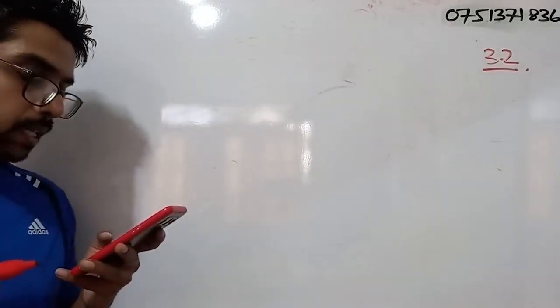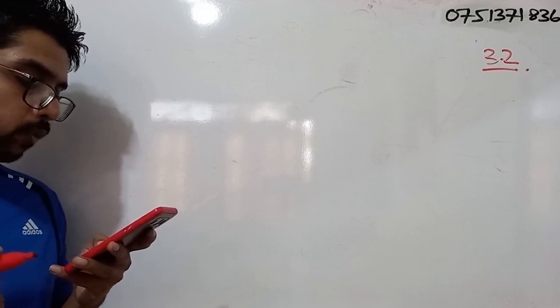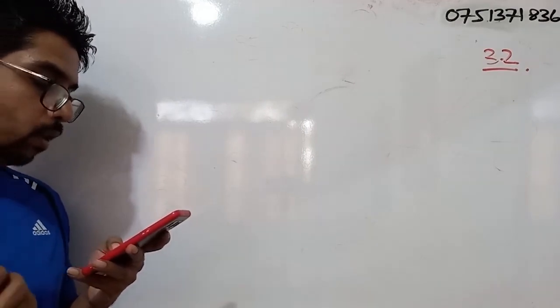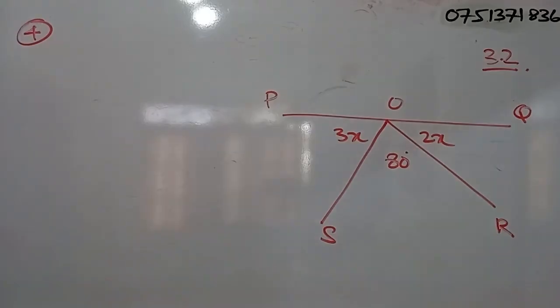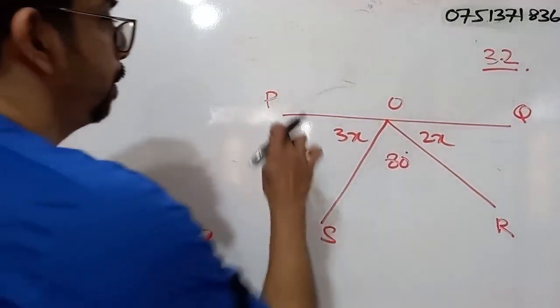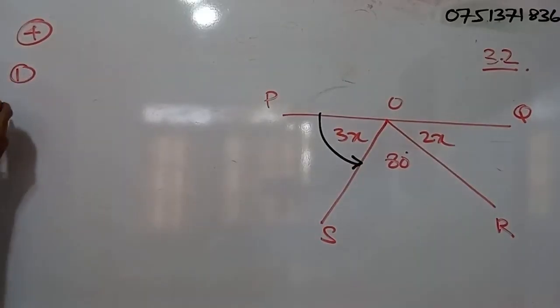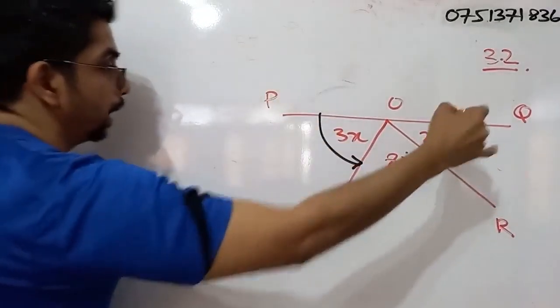Question number 4. PQ is a straight line segment. According to the information marked in the figure, find the magnitude of POS. Find the magnitude of SOQ. Right. So the first thing is we have to find the magnitude of POS. So this is the first part. Part 1.